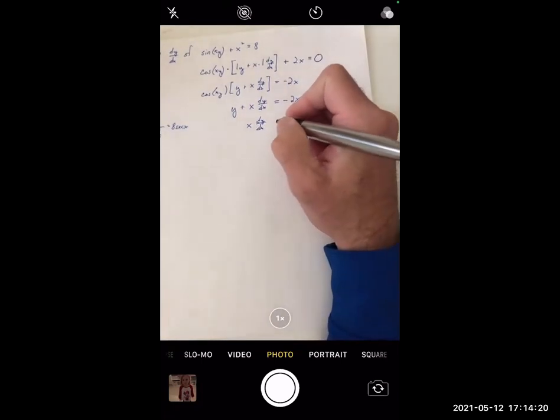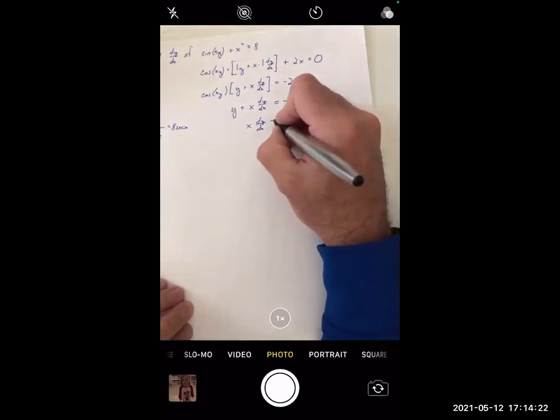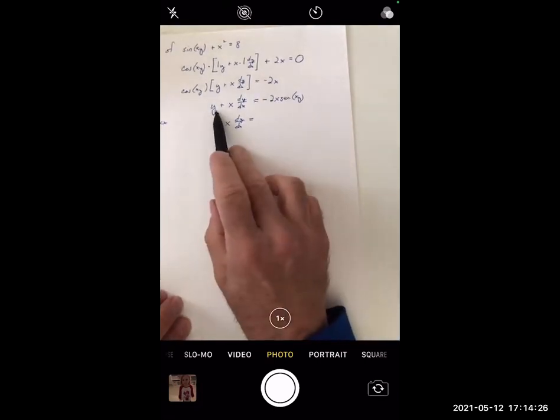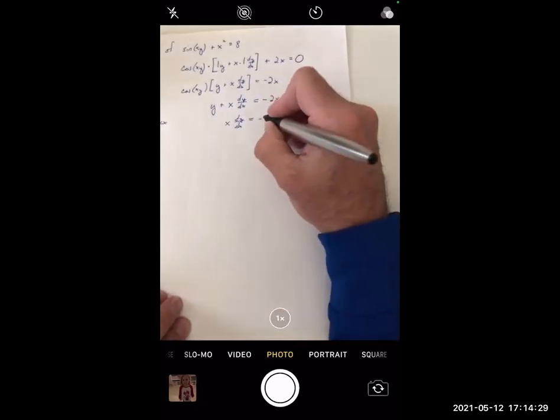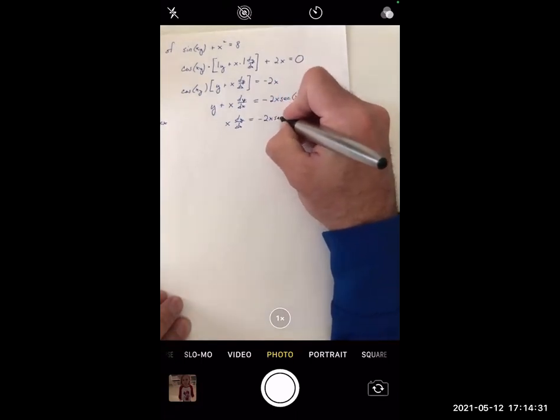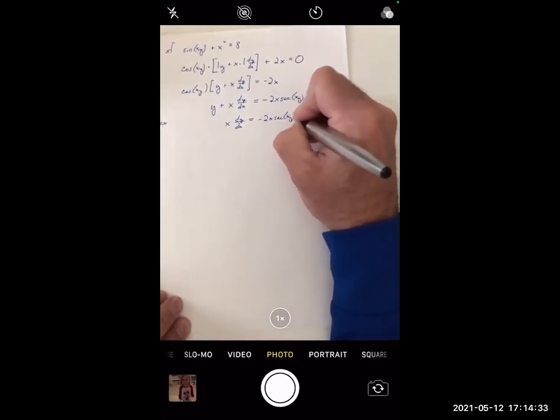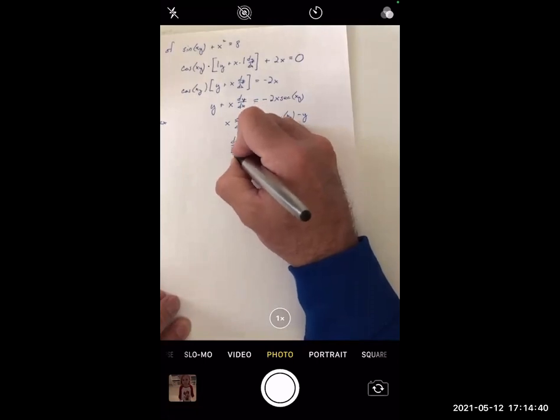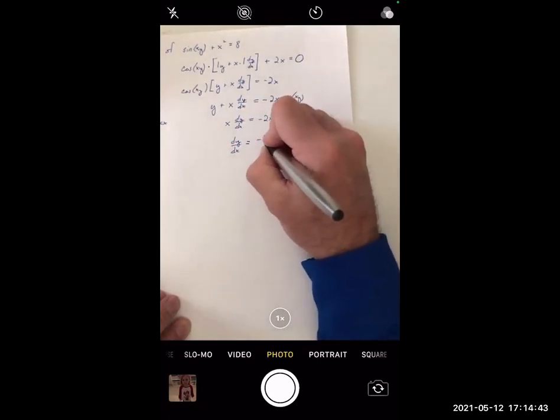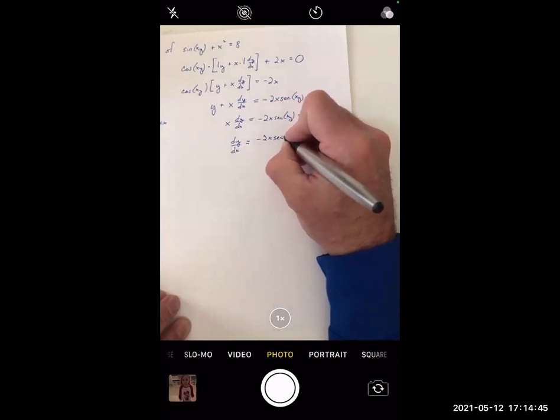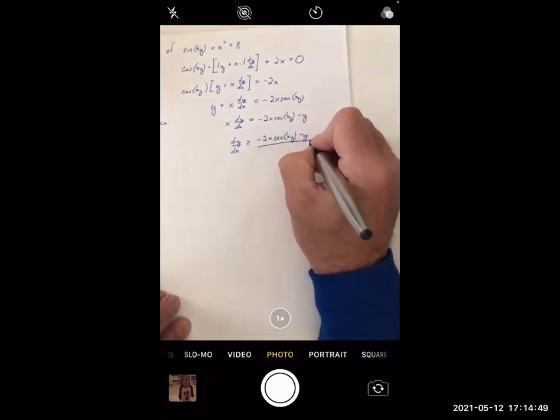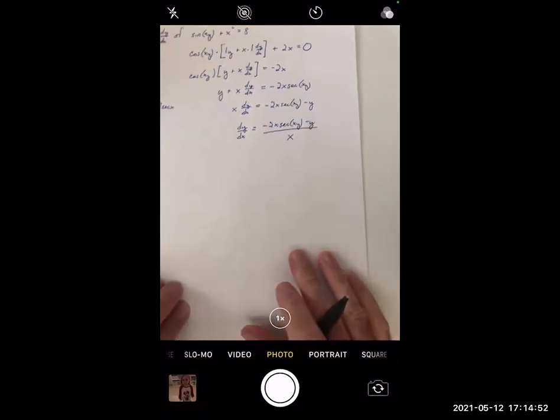And not just me either. That would be true of your Calc 2 and Calc 3 professors. All right, so let's move the y over, and then divide by x. And there you go.